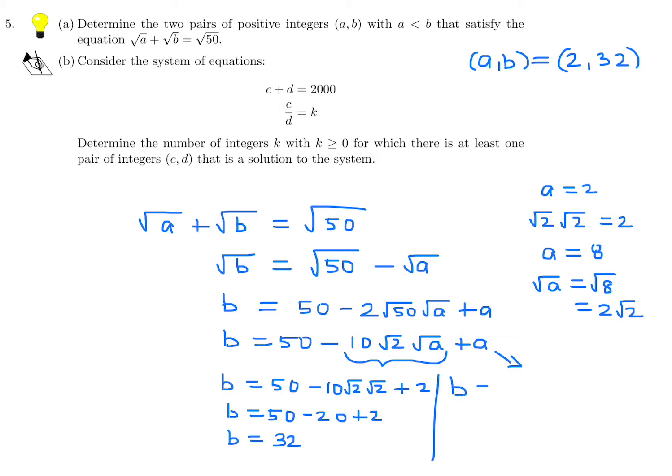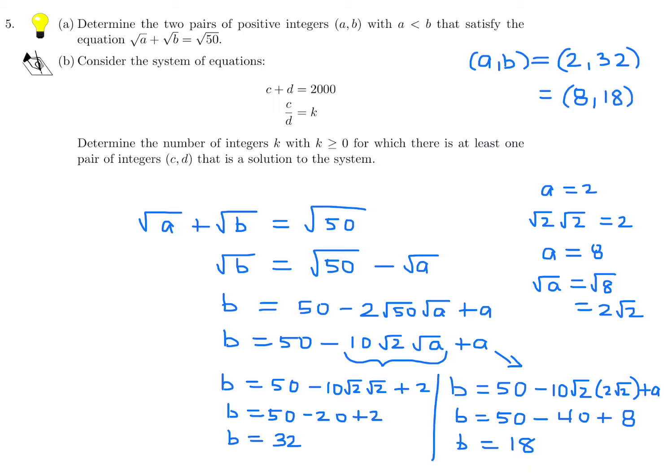Let's see what happens. b is equal to 50 minus 10 root 2 times root a, which is 2 root 2, and then plus a. So I've got 50 and then 20 times 2, so 40, and then plus a, which is 8. So that's 10 plus 8, 18. All right, I got another one. So what was it? 8 and 18. And there you go. So, interesting question, actually. I was a bit unsure as to where to go with this, but this strategy definitely helps.